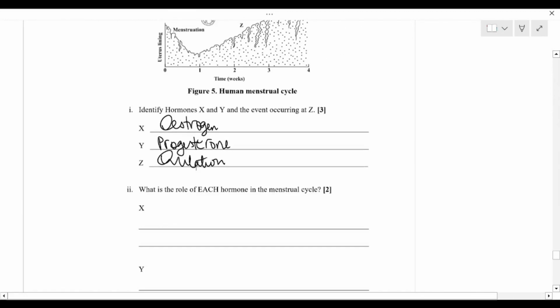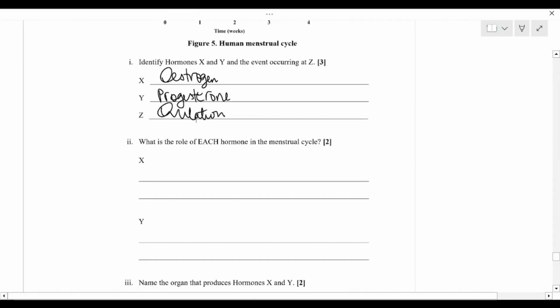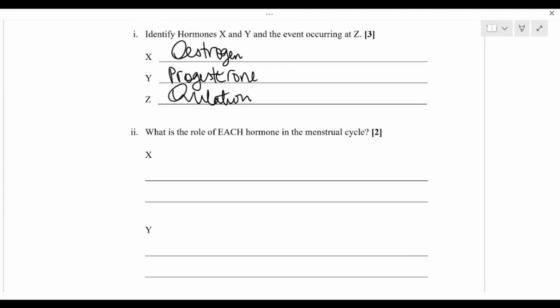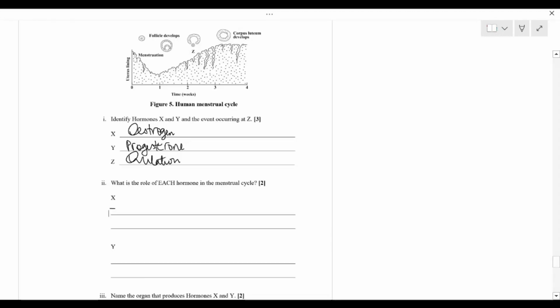Next, we're asked what the role of each hormone in the menstrual cycle is. Now, the role of estrogen is to repair the endometrium and inhibit FSH, while the role of progesterone is to maintain the endometrium and also inhibit FSH.